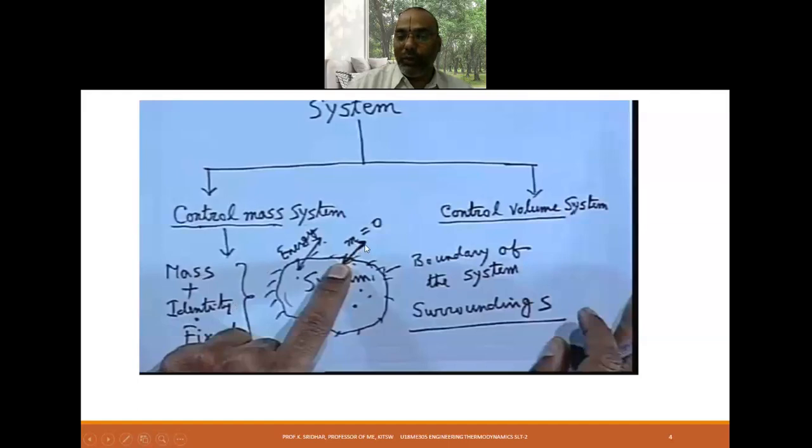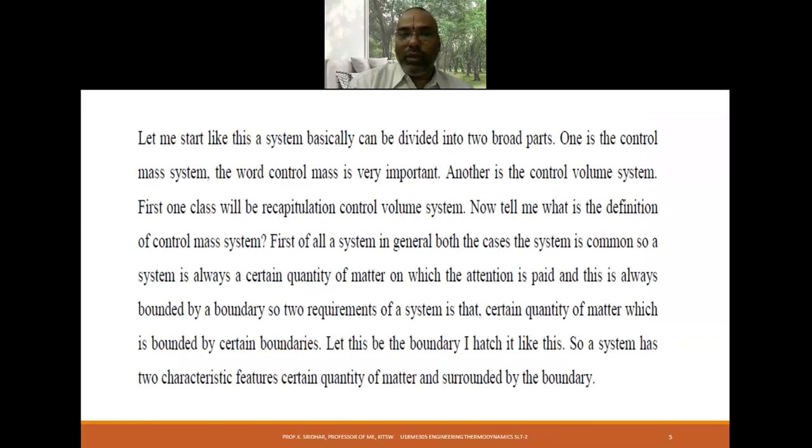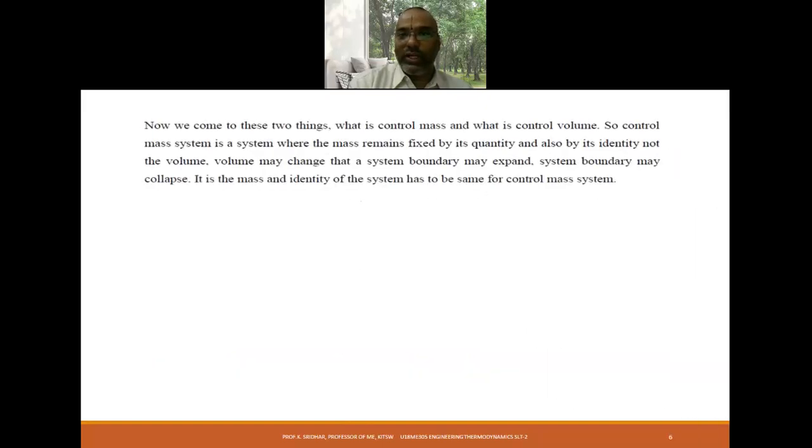So the mass is equivalent to zero. That is the difference between the control volume and the control mass. Whatever I have explained so far is the control volume as well as the control mass. In the control volume, both mass transfer and energy transfer take place.